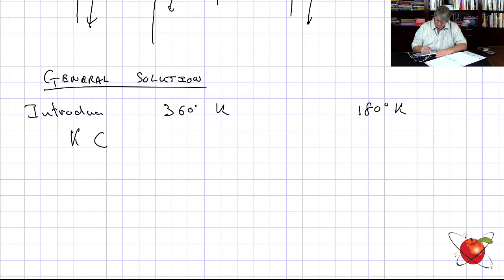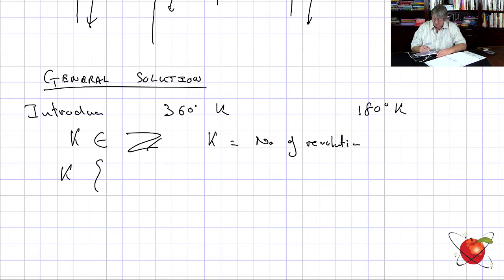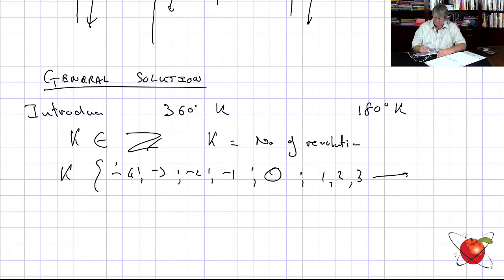What do I mean? K is an element of Z. Z are integers. K, simply enough, is the number of revolutions. So therefore, K can be minus 4, minus 3, minus 2, minus 1, 0, 1, 2, etcetera, and keeps on going either way. K is the number of revolutions, but it can be a minus revolution or a positive revolution, okay? And no puns required, please. Thank you on the word revolution.